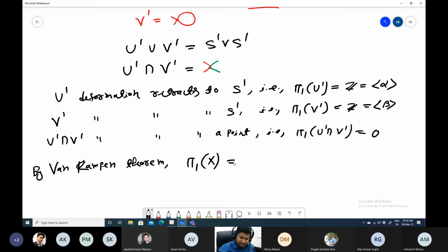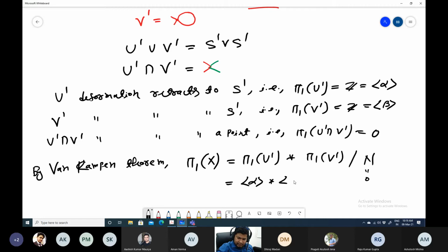Yes. This is our version only, which we proved. Quotient by N, but that is 0, and that is alpha star beta. So that is the fundamental group. So that is Z star Z, that is a free group. Sir, N is equal to 0, because a single point has trivial group.